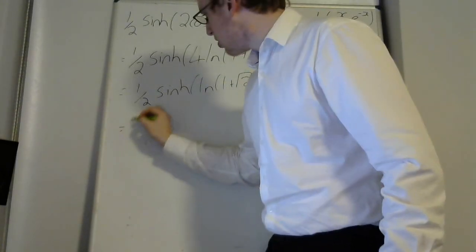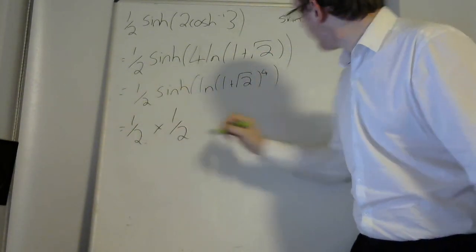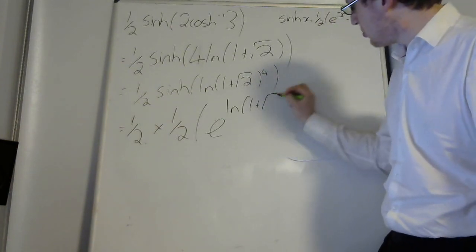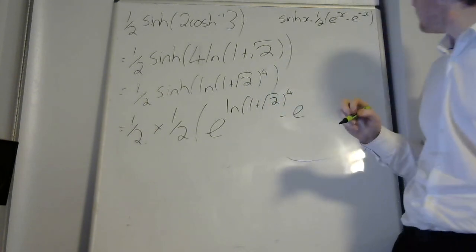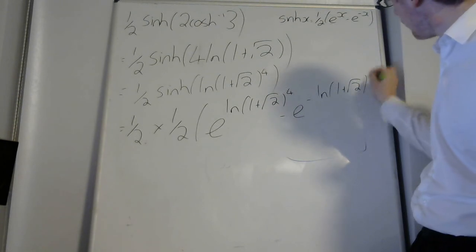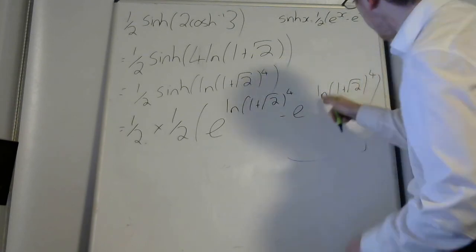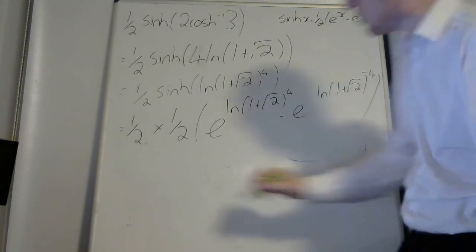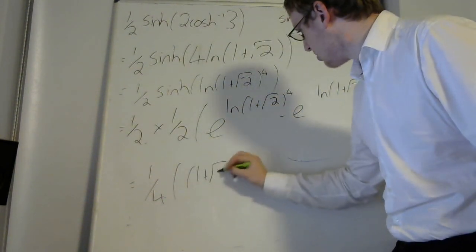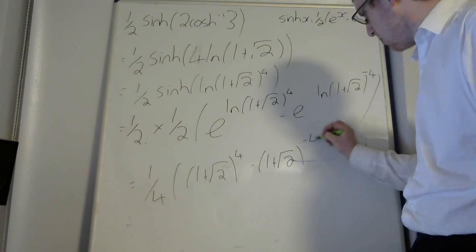So this is equal to a half, and now I'm going to use the definition. Multiplied by a half, and I'll make it easy for you, I'll write it out: e to the ln of 1 plus root 2 to the power 4 minus e to the minus ln of 1 plus root 2 to the power 4. Before you can get rid of the minus, bring the minus up to the power. So it's e to the ln of 1 plus root 2 to the minus 4, and that is a quarter. E's and ln's cancel out: 1 plus root 2 to the power 4 minus 1 plus root 2 to the minus 4.